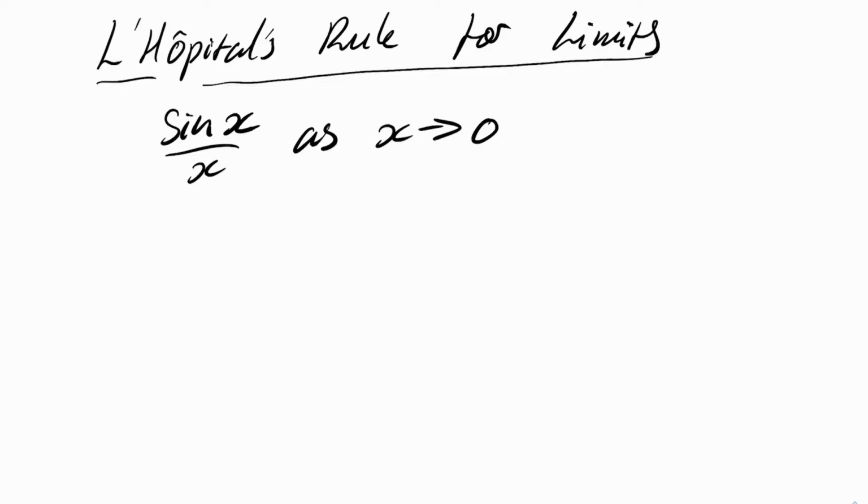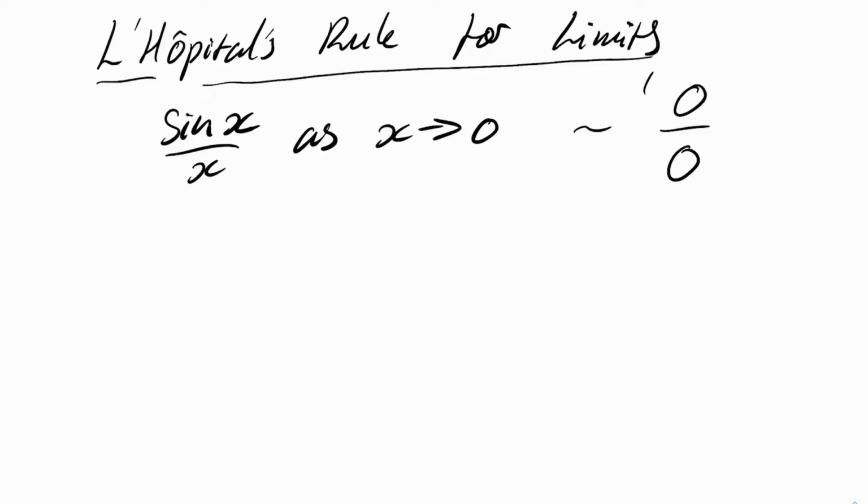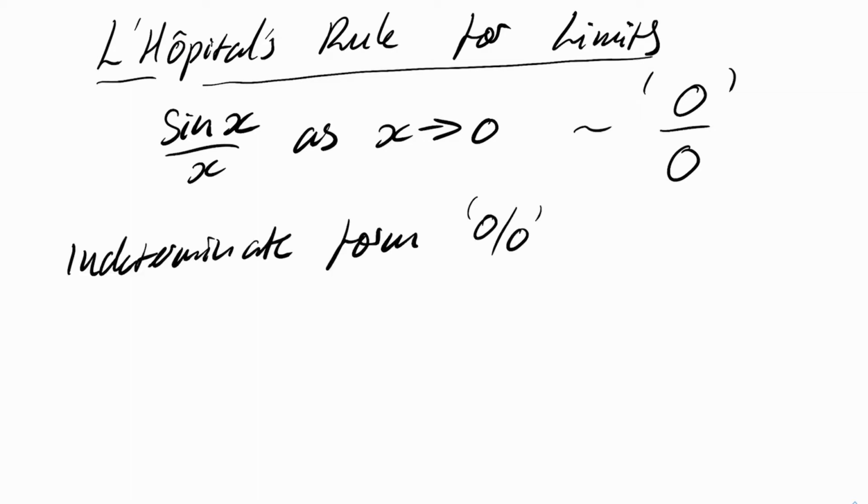In particular, note that as x tends to 0, this is tending to the form 0 over 0. Of course, 0 over 0 doesn't mean anything in and of itself, but we can write this to represent that this limit is of the form 0 over 0. This is called an indeterminate form.